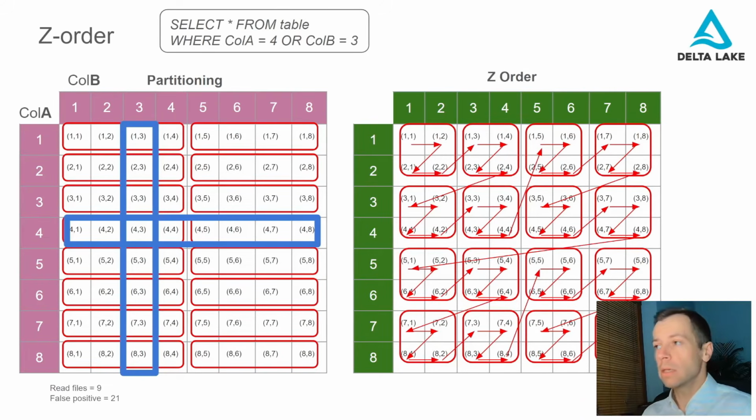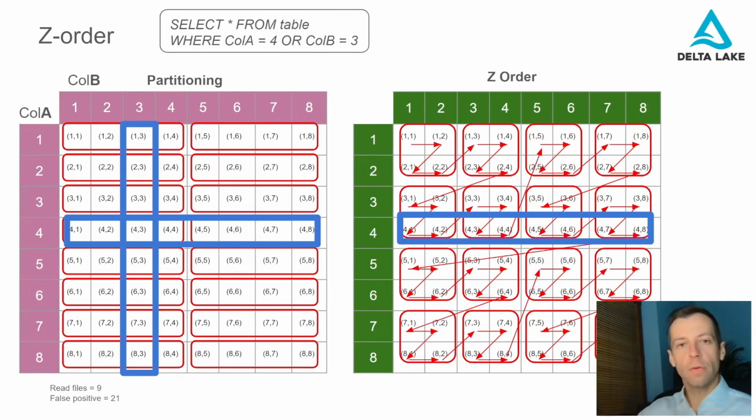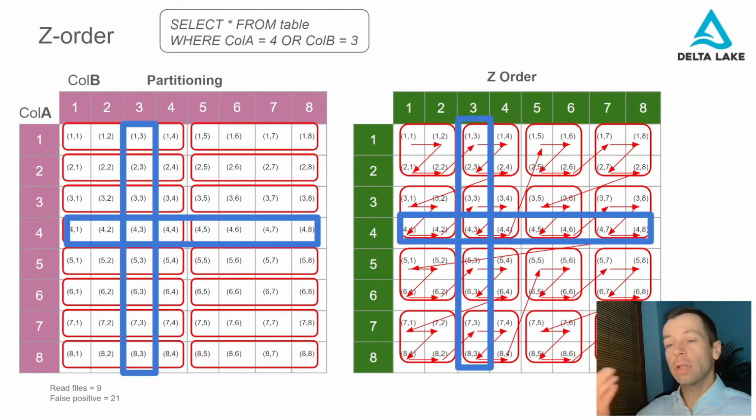Now, what is interesting is that if we run exactly the same query on the table without partitioning, but with Z order, we need to read those 4 files, of course, and then for column B equals 3 an additional 3 files. So we are ending up reading only 7 files and having significantly fewer false positives. And that's of course an edge example. Not all queries will have such a visible benefit of Z order over partitioning, but in this case the benefit of Z order is super visible.